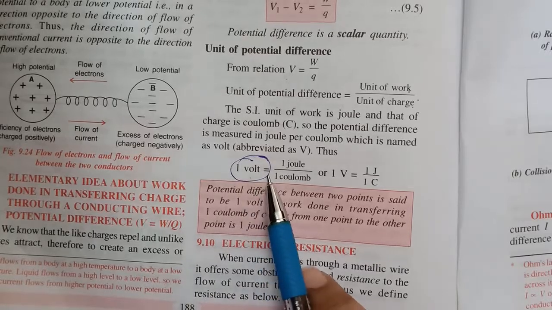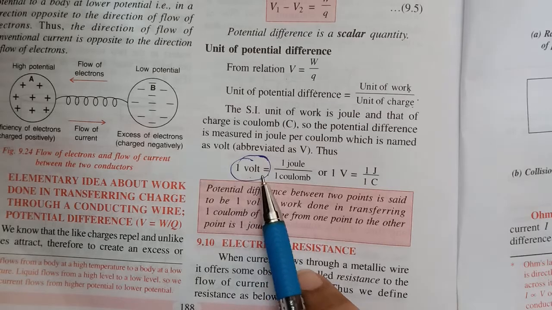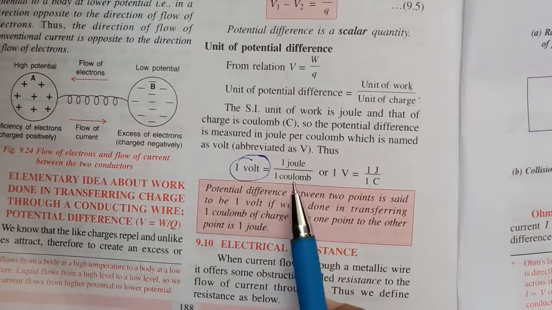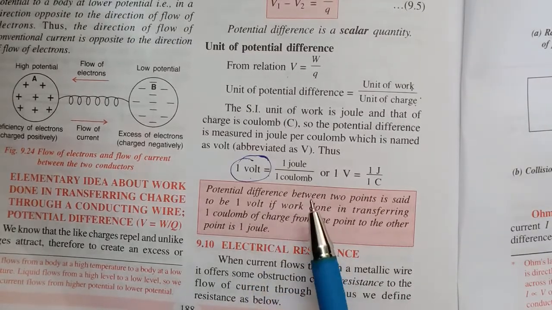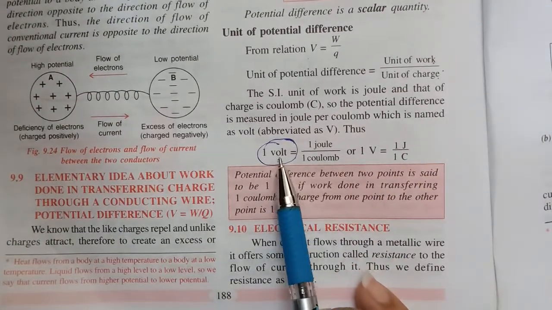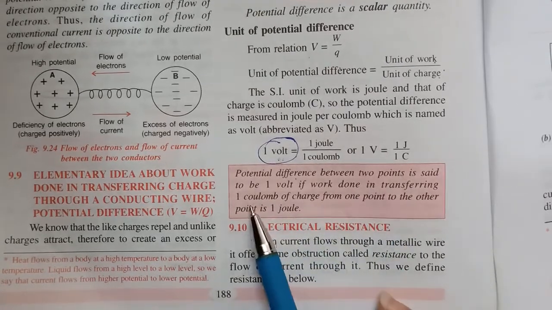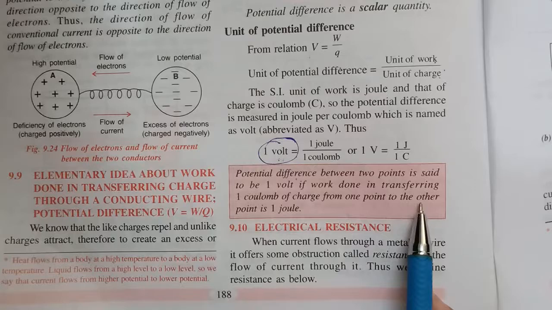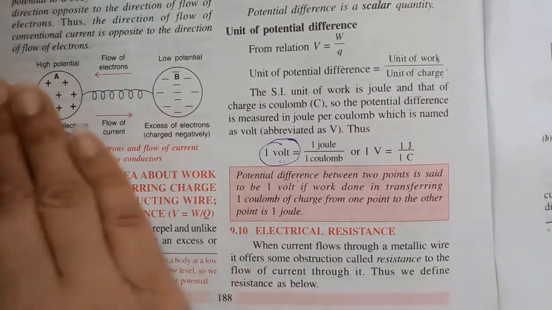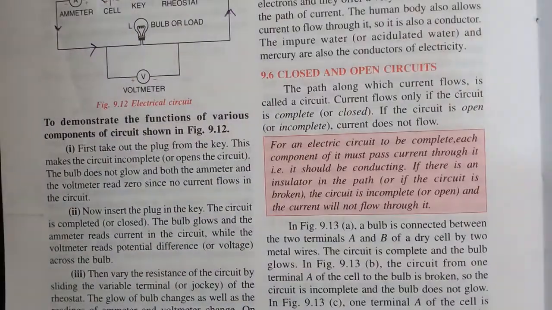And 1 volt can be defined as: potential difference between 2 points is said to be 1 volt if work done in transferring 1 coulomb of charge from one point to another is 1 joule. You have to learn the definition of 1 volt. Potential difference is said to be 1 volt if work done in transferring 1 coulomb of charge from one point to the other point is 1 joule.